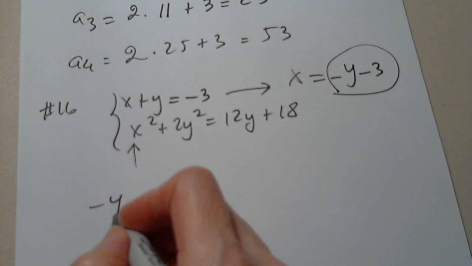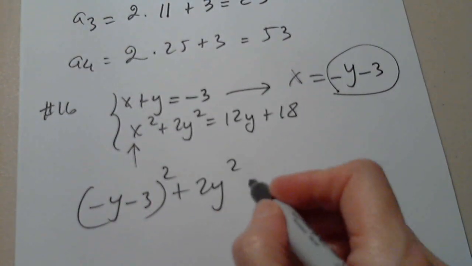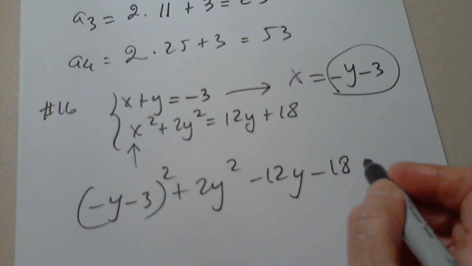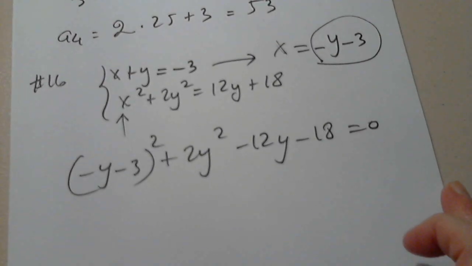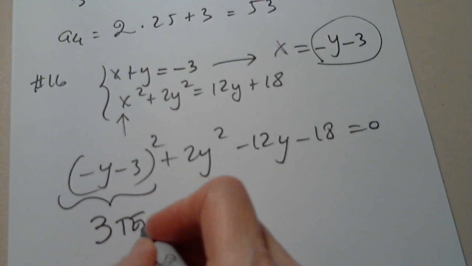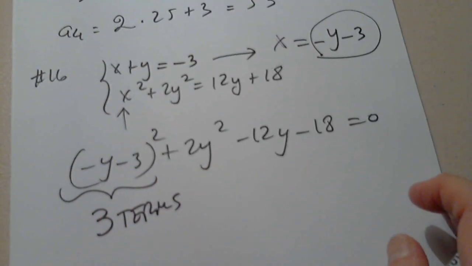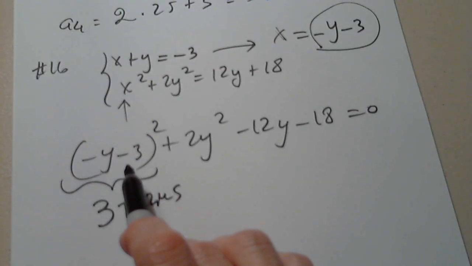So -y minus 3, everything squared, plus 2y squared minus 12y minus 18 equals 0. I know it's going to be quadratic, so I have to set it equal to 0 anyway. Now, careful here because I have to have 3 terms. Now, because both terms are negative, everything will be positive.